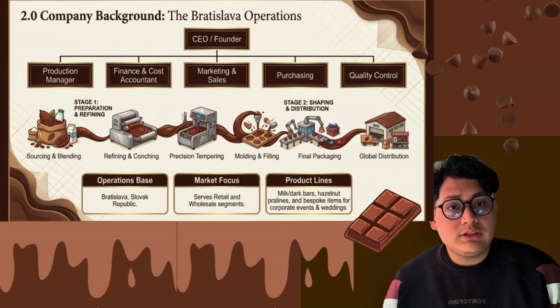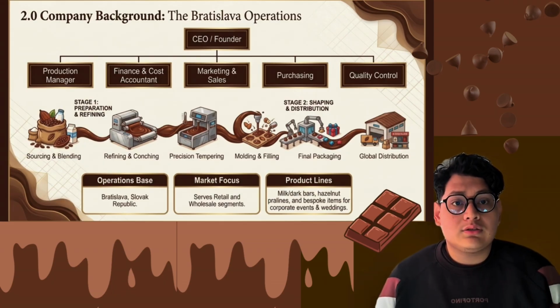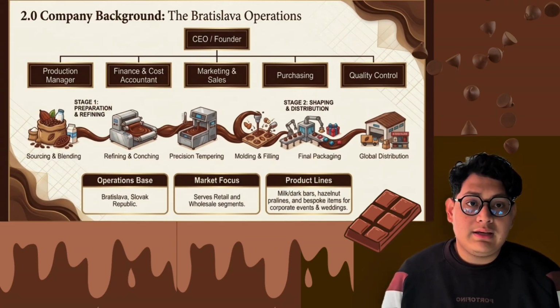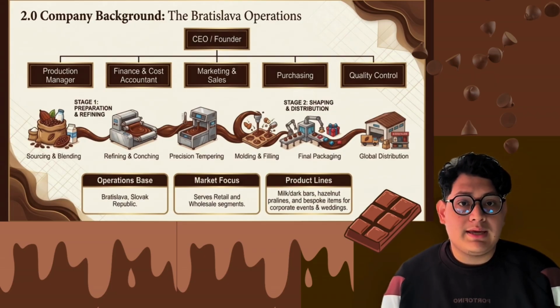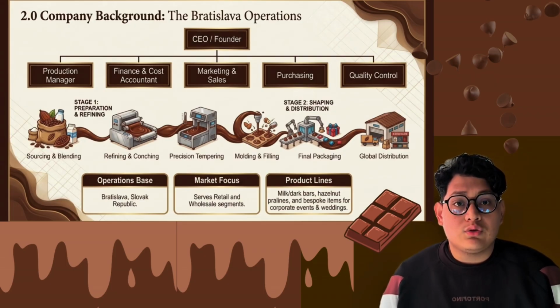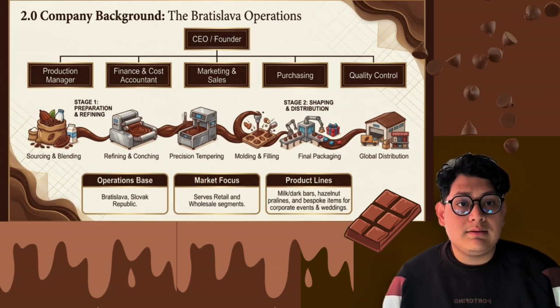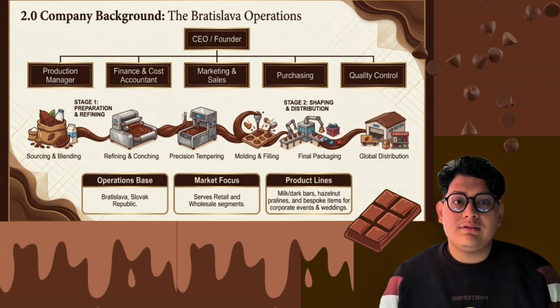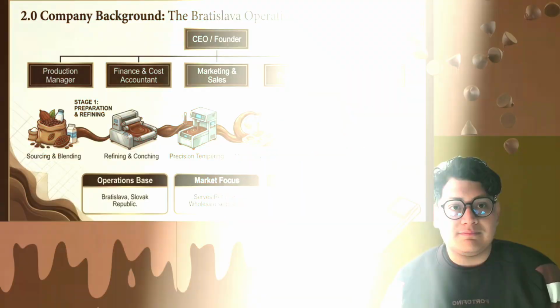The production process begins with sourcing and blending raw material, followed by refining, tempering, molding, packaging, and finally global distribution. This continuous manufacturing system helps maintain product quality, production efficiency, and also customer satisfaction.